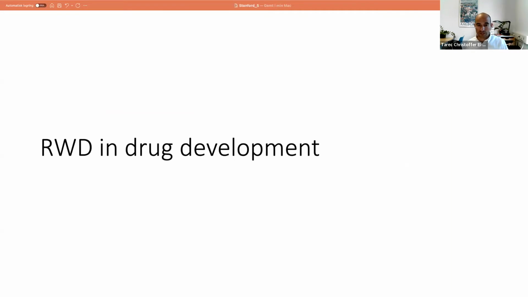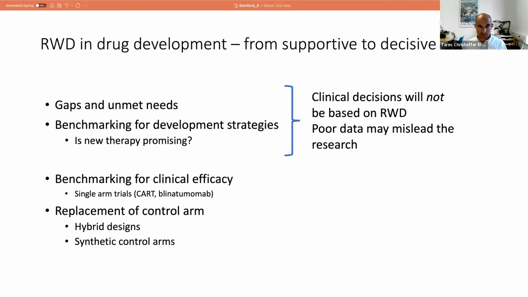I'll just briefly talk about real-world data in drug development because I think this is an exciting area, and I think this is one of the more recent developments and more recent uses. As you know, real-world data has been used in clinical development for a number of years, for a long time. The classical use is to identify gaps and unmet needs, and maybe benchmarking for development strategies, like is a new therapy promising? Does this therapy have a response rate comparable to what's available now? And in these earlier ways of using real-world data, clinical decisions will not really be based on the data. And if you have poor data, then you may do poor development, but you're not really risking implementing poor treatments.